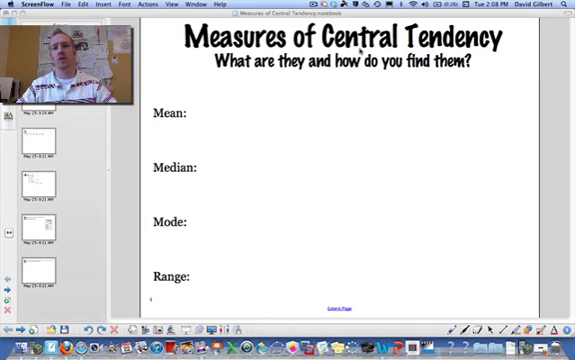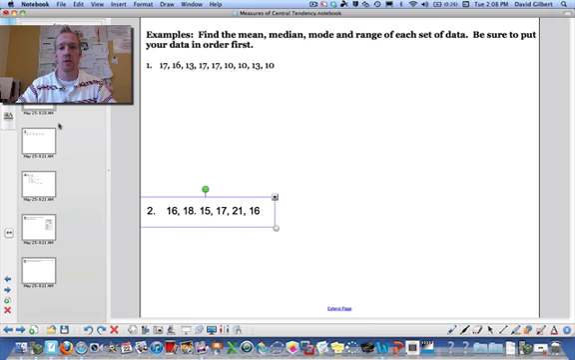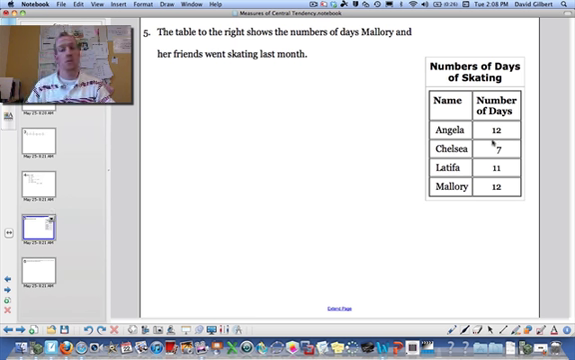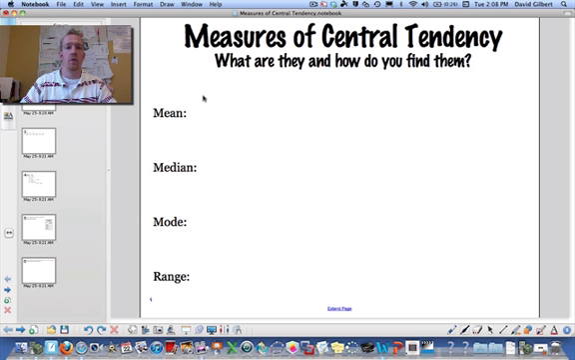All right, so measures of central tendency. This is a way of analyzing different statistics and data. You can have just a list of numbers, or you can have data associated with something you've collected or from the real world. The main things we're going to do are mean, median, mode, and range.